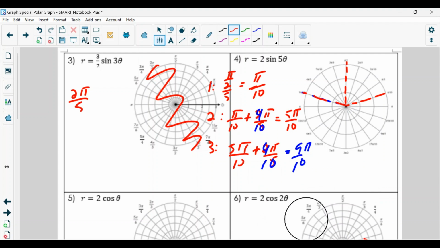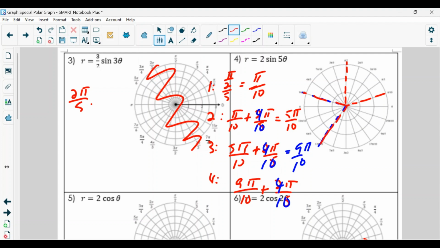Going down the list, I need 2 more. My fourth one now is going to be 9 pi over 10 plus 2 pi over 5. And that gives me, this becomes 10 right here, this becomes 4, that's 13 pi over 10. 13 pi over 10 is where, which is going to be one tick left. So that is 13 pi over 10. Good.